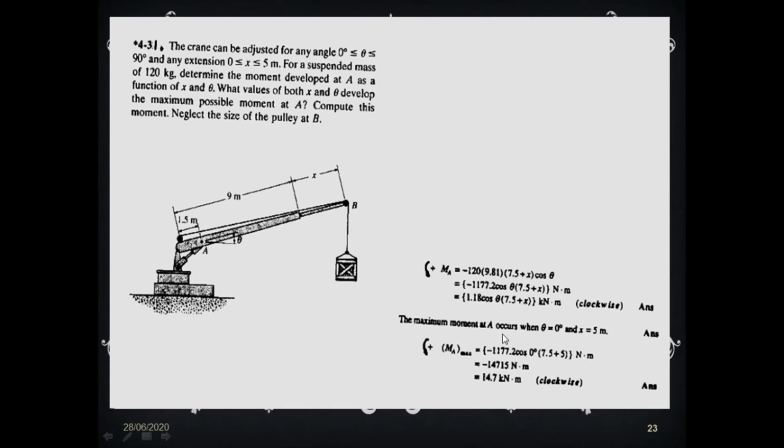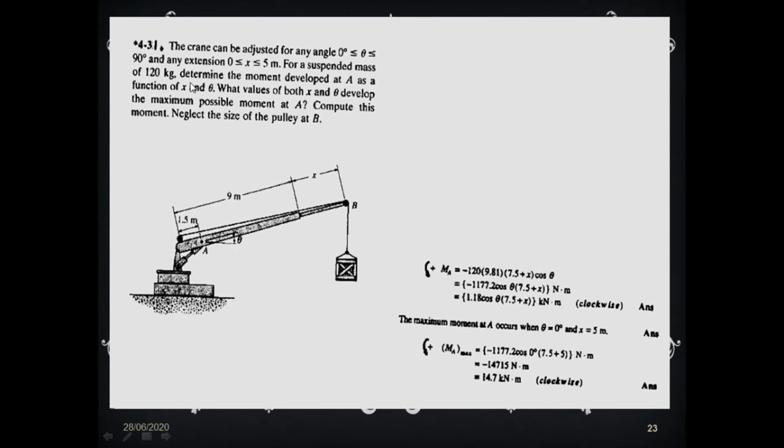Now we have to look at this function that has been generated for the moment at A, in which our two variables are there. You can identify those two variables in this question. If you look at it, one is the x and the other is the theta. He is not just asking for the moment, he says in the question the maximum possible moment. So for the maximum possible moment, we will write theta equals 0 degree.